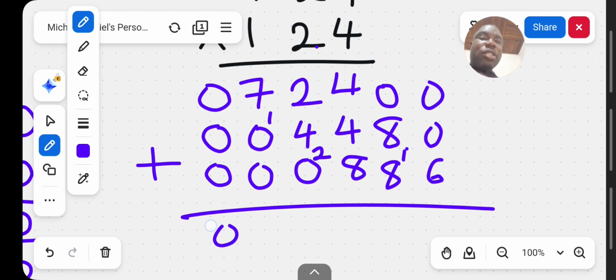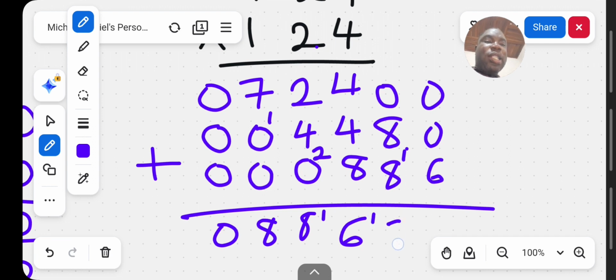Everything here gives you 0. 7 plus 1 plus 0 plus 0 gives you 8. 2 plus 4 is 6. 6 plus 2 is 8. 4 plus 4 is 8. 8 plus 8 is 16. So you have 1 and 6. Now 8 plus 1 is 9. 9 plus 8 is 17. So you put 1 here and 7 here. And here you have 6.